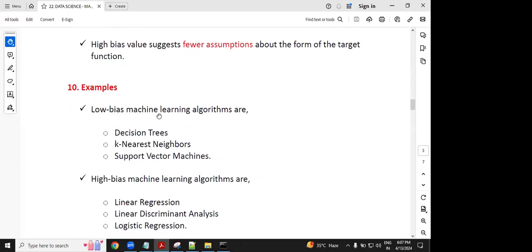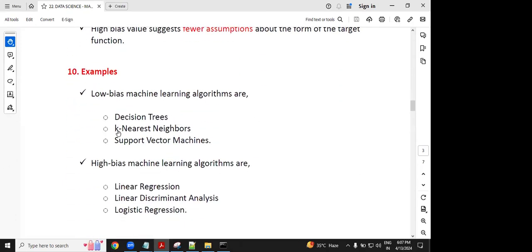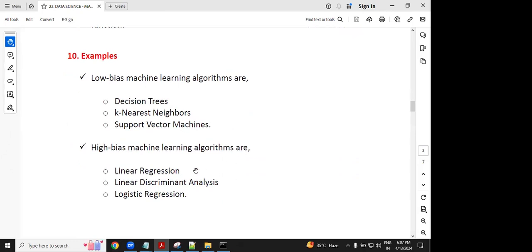Example, low bias machine learning algorithms: decision tree, KNN, SVM, these are all. High bias machine learning algorithms: linear regression, and even LDA. This is almost similar to linear regression, but we are not using it in real time. Next one is logistic regression also.